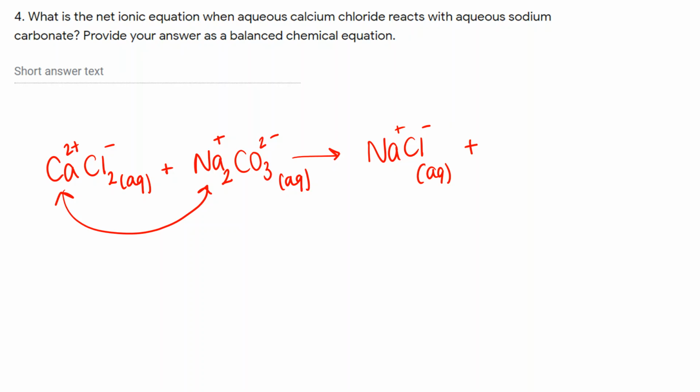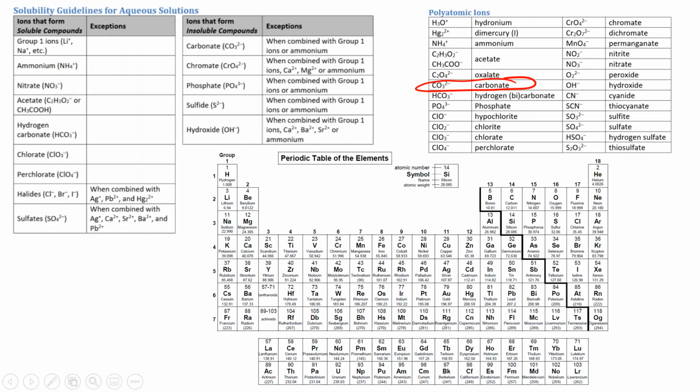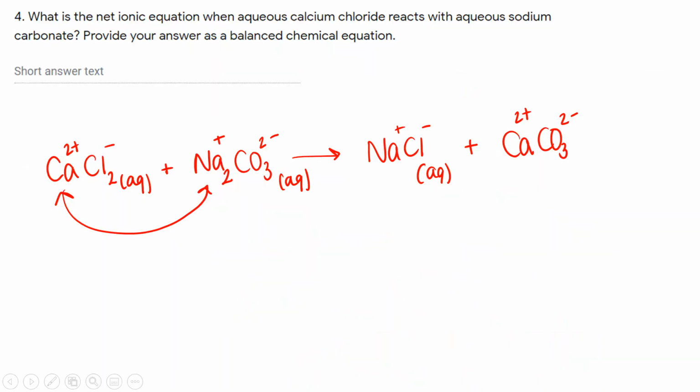And then the other thing that we form here is calcium carbonate. Now calcium is +2 and carbonate is -2, so those charges balance out, so it's just CaCO3. So then looking at my solubility guidelines, carbonates are usually insoluble unless combined with group 1 or ammonium. So calcium is neither group 1 nor is it ammonium. So this is going to be my solid.